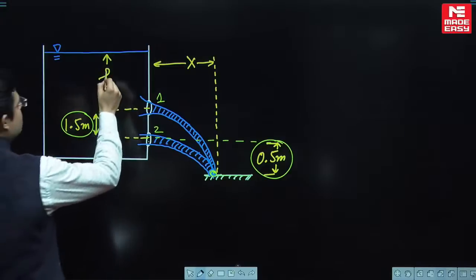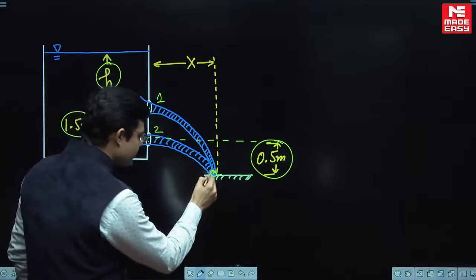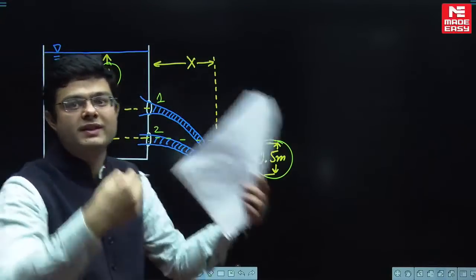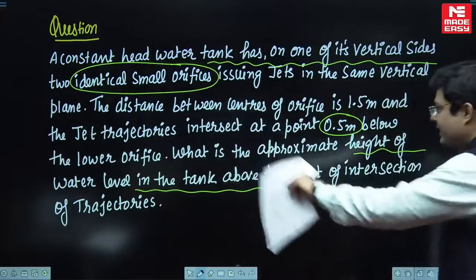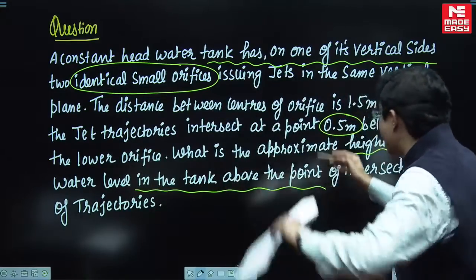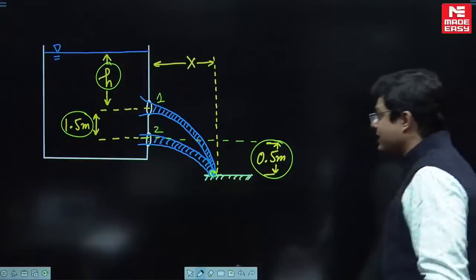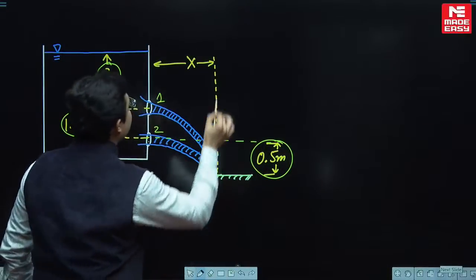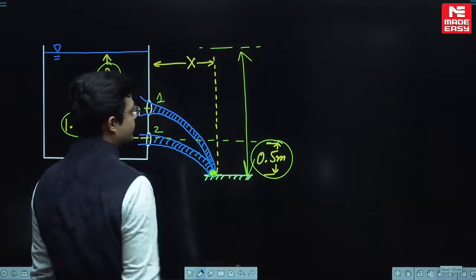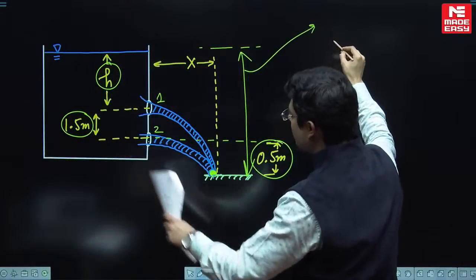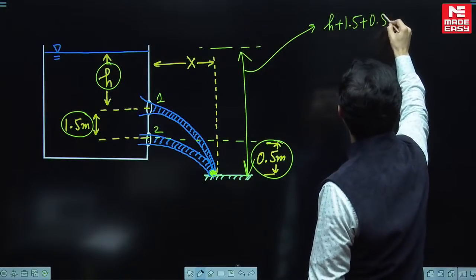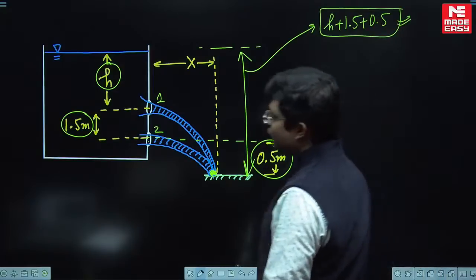Then he is asking you to find the total height. Listen, important thing: he is not asking you h. A lot of students are going to give the answer as h. Let us read the numerical. What is the approximate height of the water level in the tank above the point of intersection of trajectory? So this is the point of intersection of the trajectory and this is the water level in the tank. So actually he is asking us to find the total height, and this total height is not h, it is h plus 1.5 plus 0.5. So you need to find the value of h for your final answer.